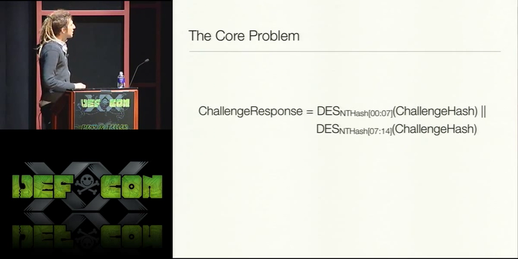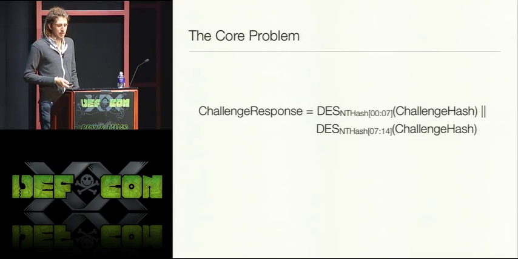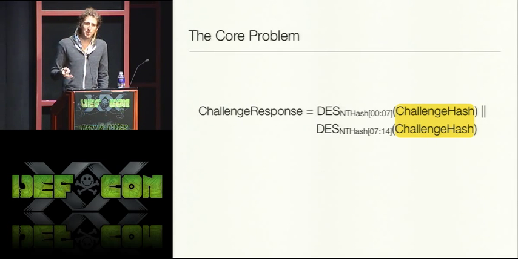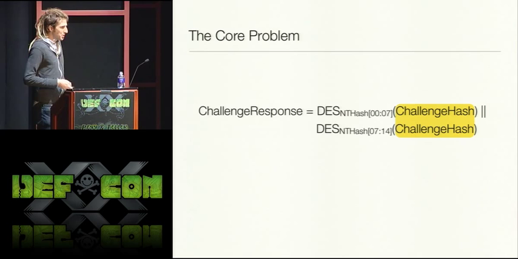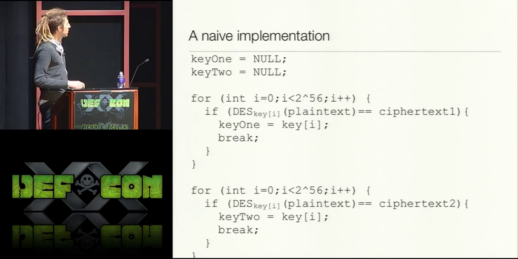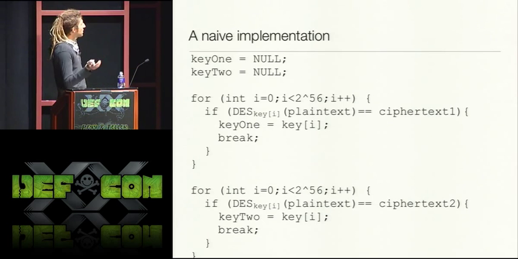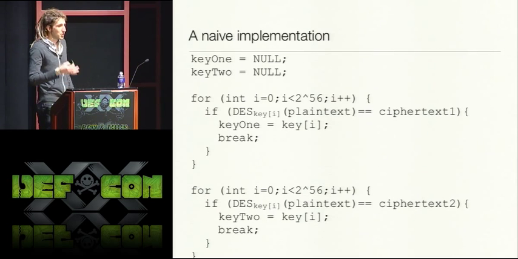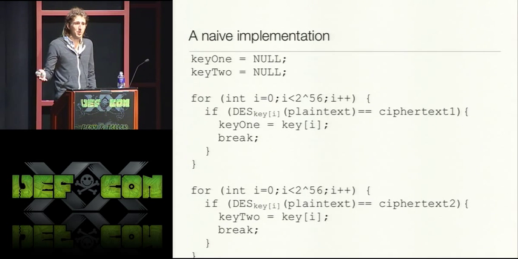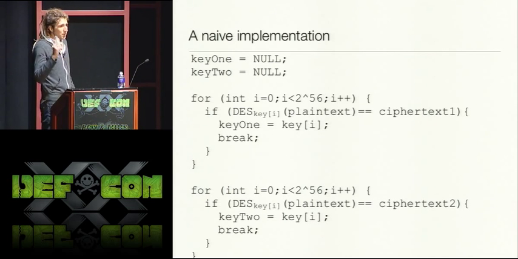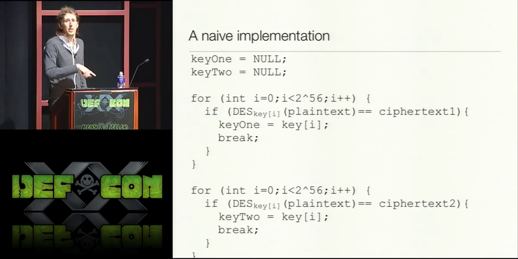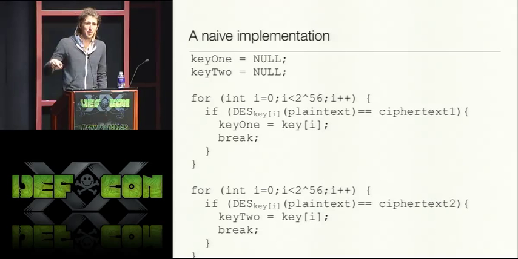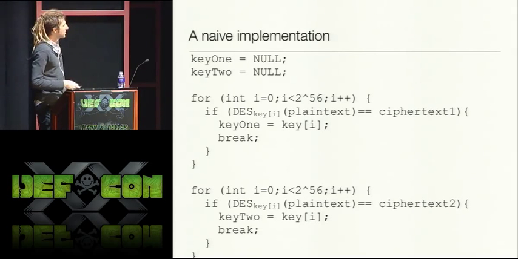And something that's sort of interesting about this is that the plain text is the same in both cases. For both DES encryptions, we're encrypting the same thing. So if you think about how you would implement a naive brute force attack, you would iterate through the entire key space, and for every key in the key space, you would do a DES encryption of your known plain text, and you would see if it matches your first known ciphertext. And if it does, then you know you found the first key. Then you would start over again and iterate through the entire key space again, doing a DES encryption of your known plain text for each key, and see if it matches your second known ciphertext.